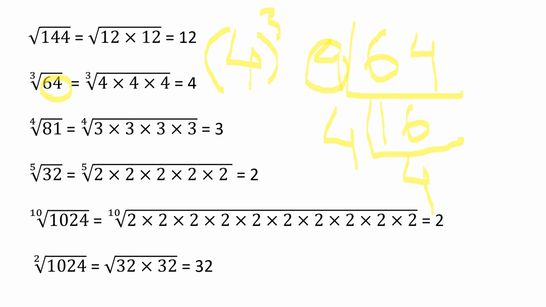So 64 is 4 cube. Why? 4 into 4 is 16. 16 into 4 is 64. So 4 cube. So this cube and the cube root will cancel each other. There is 4 cube inside this, so the cube and cube root will cancel, and I can write one single 4 in place of that, right? So I write one single 4. That means the cube root of 64 is 4, right?